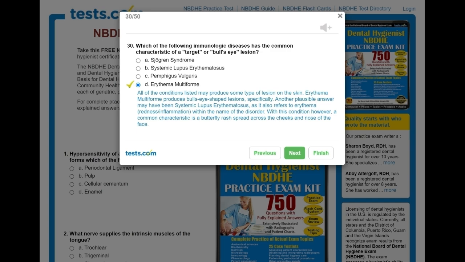Another plausible answer may have been systemic lupus erythematosus, as it also refers to erythema, redness, inflammation, within the name of the disorder. With this condition, however, a common characteristic is a butterfly rash spread across the cheeks and nose of the face.